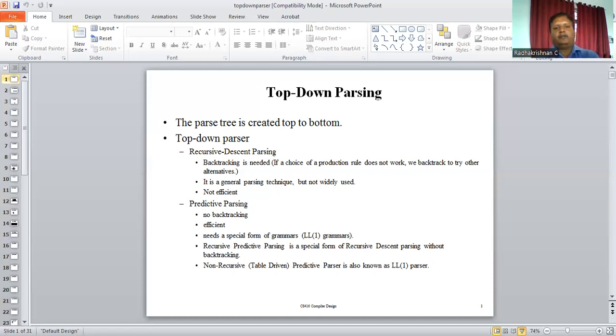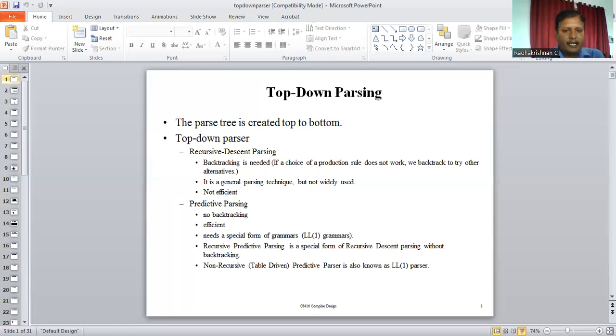Input parsing, how will it be defined? Initially the stack contains dollar and E. What is the input? We consider id plus id. Initially the stack contains dollar, and the starting symbol is inserted into the stack. For E with id, the table entry is E gives TE dash. So E is removed from the stack and TE dash is inserted into the stack in reverse order, so E dash T will be present.